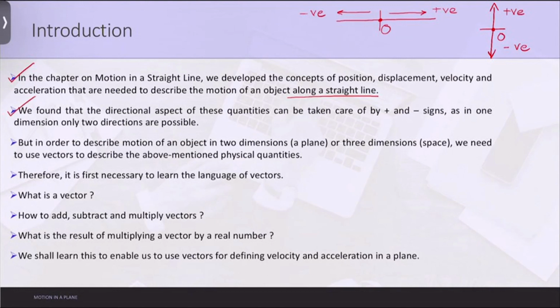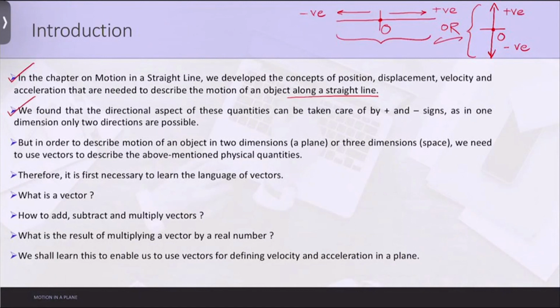Okay, so basically it is just saying that we found that the directional aspect of these quantities can be taken care of by plus and minus signs, as in one dimension, only two directions are possible. Quite evident, as you can see. So this is also one dimensional. These are two different ways in which motion in a straight line can occur. They both are not combined. They are just two different examples I have put forward.